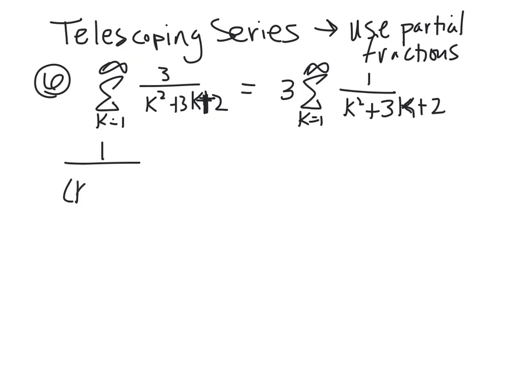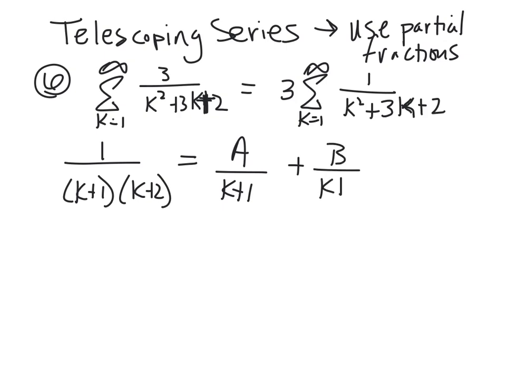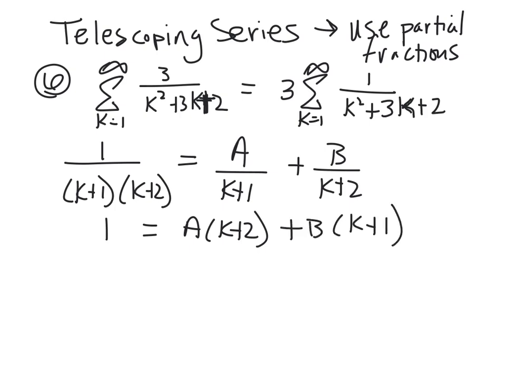1 over k plus 1 times k plus 2 would be a over k plus 1 plus b over k plus 2. And we're going to solve for a and b. So multiply by the denominator on both sides. 1 equals a times k plus 2 plus b times k plus 1. So 1 equals ak plus 2a plus bk plus b.